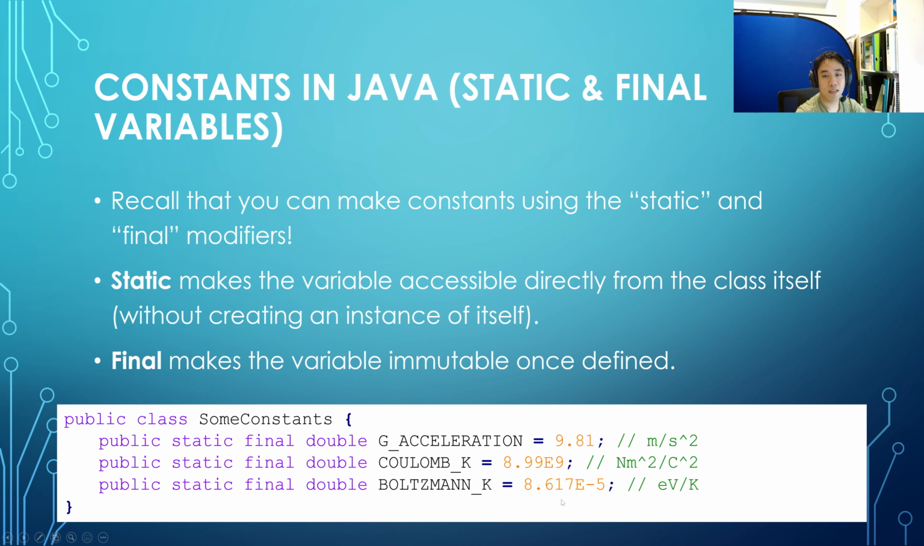Fun fact, this is a nod to PCS 224 and maybe some other older PCS courses. Yep, these are physics constants. Cool, eh? So you have gravitational acceleration being 9.81 meters per second squared. Coulomb's constant, which is about 9 times 10 to the 9 Newton meter squared per Coulomb squared. And you also have our newly learned Boltzmann constant, which is 8.617 times 10 to the negative 5 eV, electron volts per Kelvin.